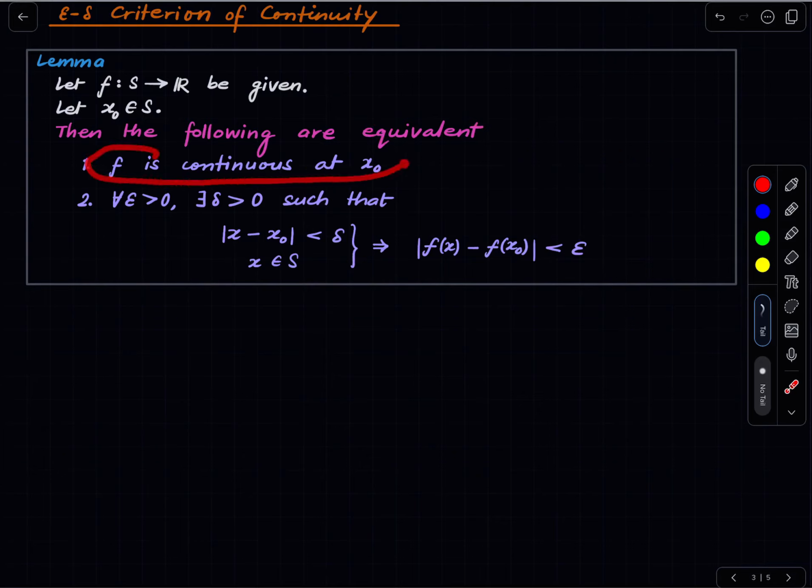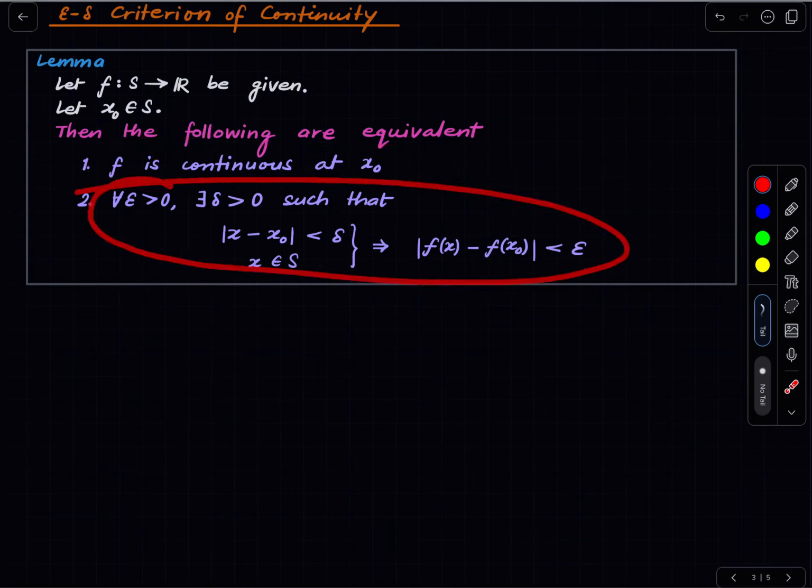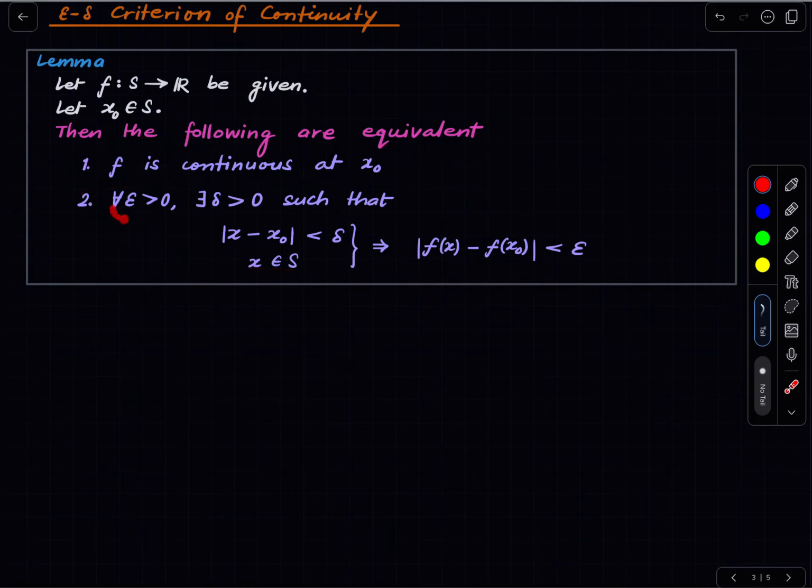First statement is that f is continuous at x0, so all that grisly geometric definition. And the second statement looks quite similar. For all epsilon greater than 0, there exists delta greater than 0 such that whenever we pick a point x in the delta neighborhood of x0 and simultaneously in the domain of f, the distance of the image of x under f from f(x0) is less than epsilon.